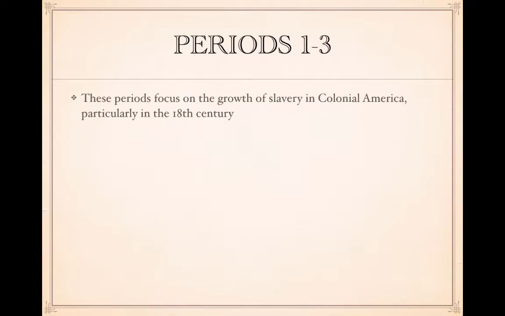All right, so periods 1 through 3, these periods focus on the growth of slavery in colonial America, particularly in the 18th century, both before, during, and after American independence. And as I mentioned in the beginning, this is a great potential short answer question or essay topic. If I were an AP test writer, which I'm not, I would choose this.